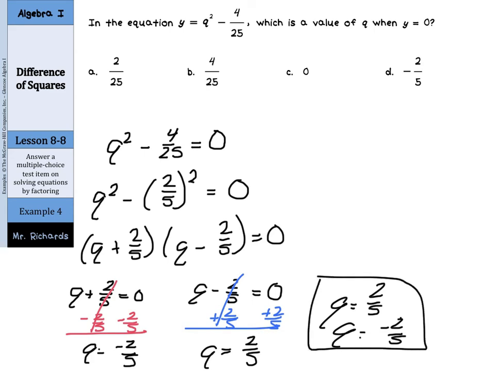Now, to answer the test question, we have our choices 2/25, 4/25, 0, and then negative 2/5. Well, the correct answer here is D, negative 2/5, because it is one of the possible values for q. And that is it for this lesson on difference of squares.